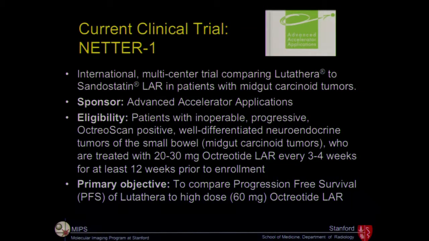That's important because it needs to show that the somatostatin receptors are still there and active. That's how, again, this therapy is going to localize to that particular tumor site. And it needs to be well-differentiated NET. So the primary objective of this study is really to look at progression-free survival and compare the Lutathera to high-dose octreotide LAR. So I'll talk about those two arms of this study in one second.